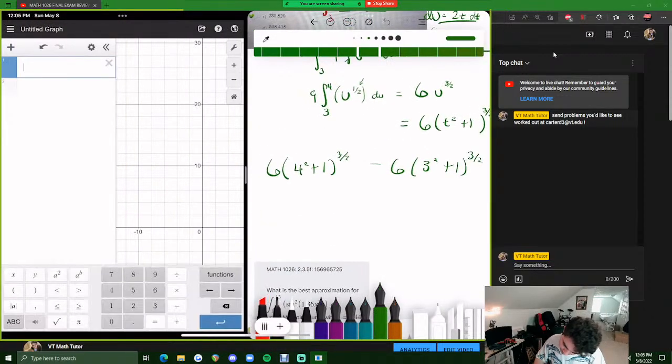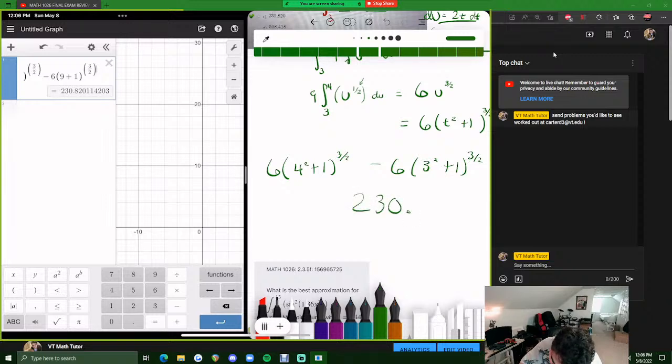All right. So we'll do 6 times 16 plus 1, or 4 squared plus 1, raised to the 3 over 2. So far so good. That is the 4 evaluation. And then we subtract 6 times 3 squared plus 1, so 9 plus 1, and we raise this to the 3 over 2. And we get 230 as a result.